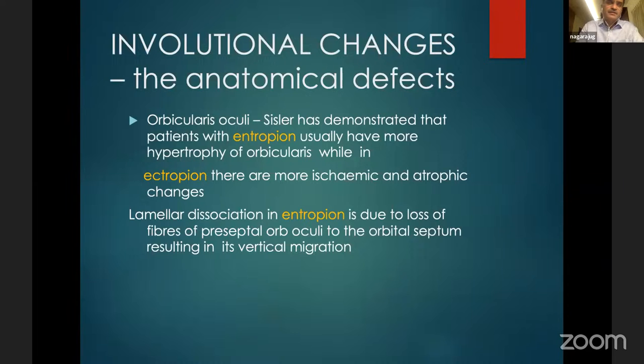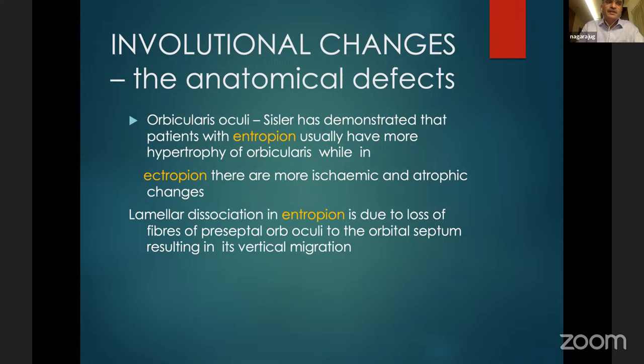Both are aging changes. Senile entropion is caused by aging, and senile ectropion is also caused by aging. These involutional changes can occur in both conditions, but why some eyelids go for entropion and some go for ectropion is the question. Sisler has demonstrated that patients with entropion usually have more hypertrophy of the orbicularis oculi. The orbicularis oculi muscle will show hypertrophic changes, whereas in involutional ectropion, the orbicularis oculi will show more atrophic and ischemic changes.